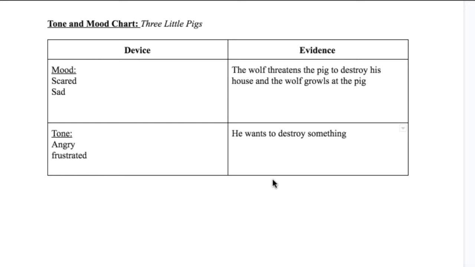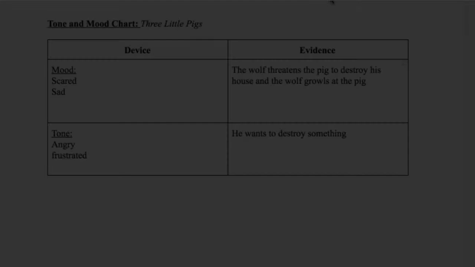Okay, so what we're going to do now is review our chart quickly. So we said our mood was scared and sad because the wolf threatens the pig to destroy the pig's house, and then the wolf growls at the pig. And we know that the tone is angry and frustrated because the author writes the wolf wanting to destroy something. So now you guys are going to have a turn at filling out your own chart.